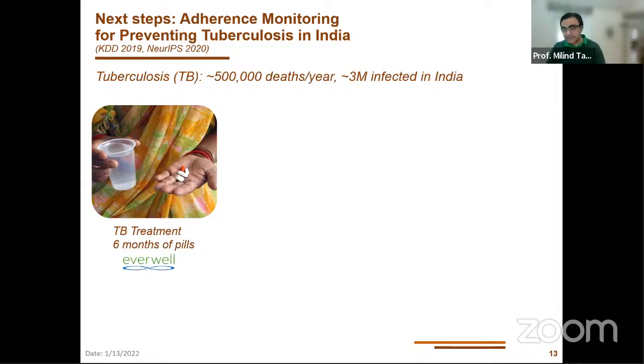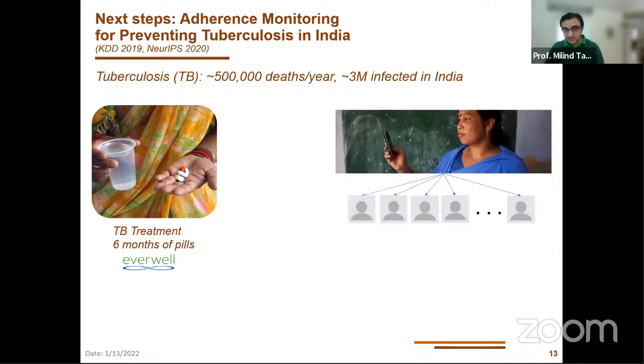I mean, I have difficulty taking a course for 7 days. 6 months is a very long time. And so again, health workers can give calls from call centers in order to make sure patients are adhering to taking their medicine. So this problem is very similar.